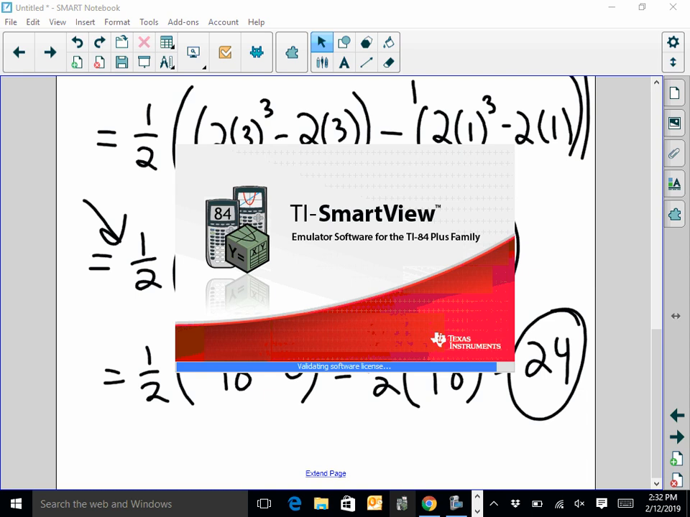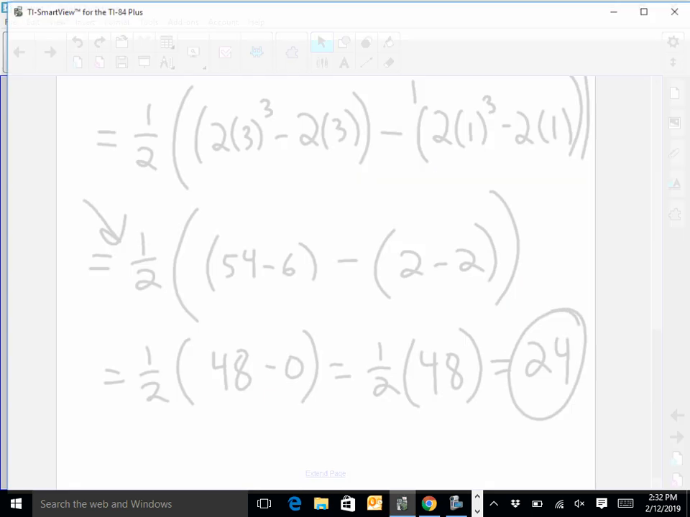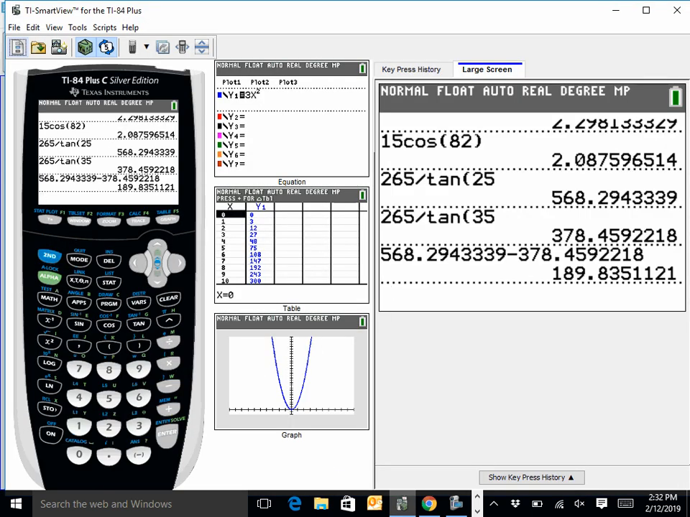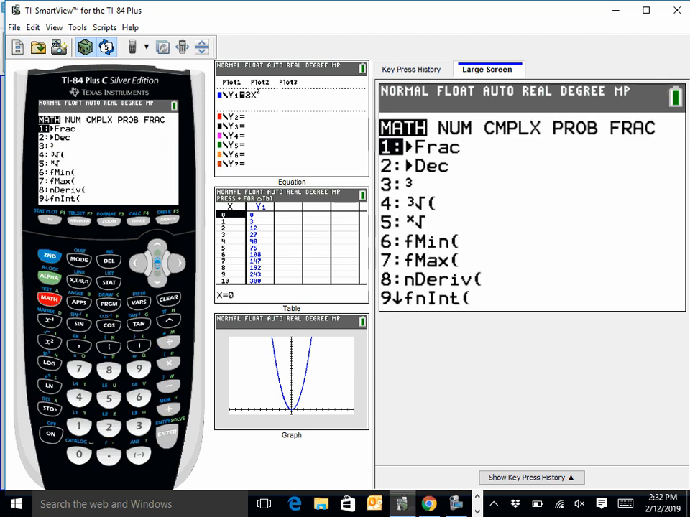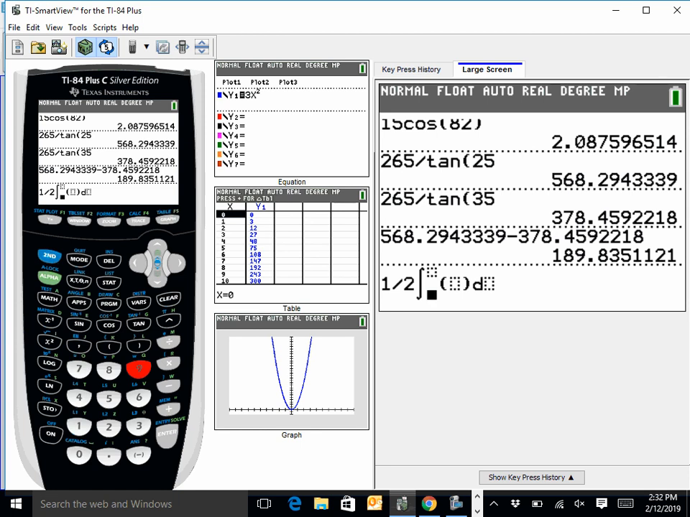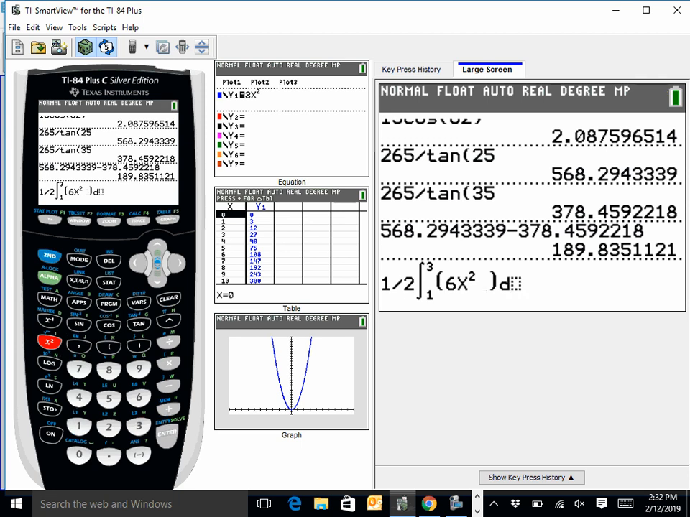And again, when you do this, just type your fraction in first, then hit math 9 to call that integral. So again, I'll do 1/2, then I'll do math 9, integral from 1 to 3 of 6x squared minus 2 dx. And I get 24, which is the same answer that I got before.